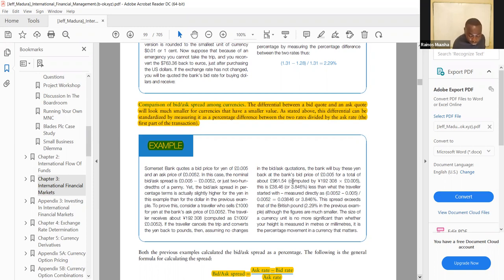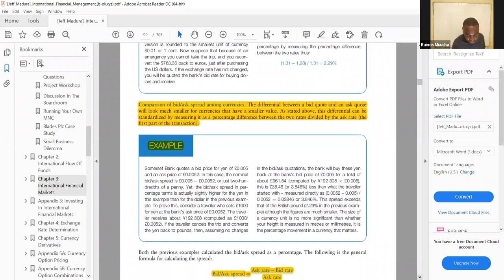To end up with fewer units, they multiply by the bid price, because now they are the ones selling the foreign currency. If they multiply that by 0.005, they end up with 961.54 British pounds. So they end up losing 38.46 British pounds, which is a loss of 3.846%, which is higher than the loss they would have had because of the different spreads between the currencies, if you compare it with the previous example that we had.